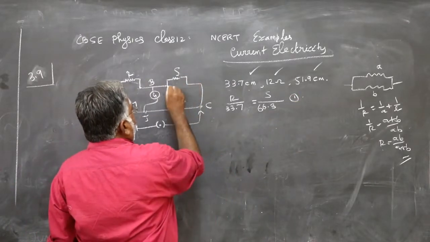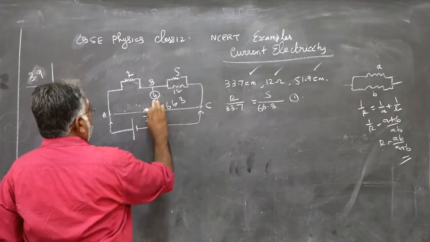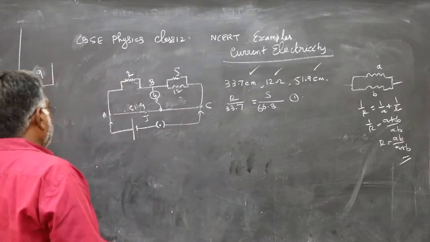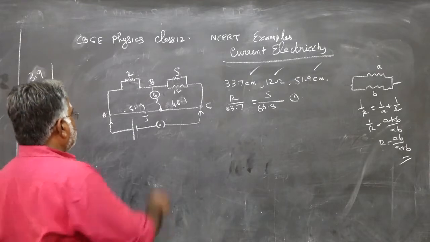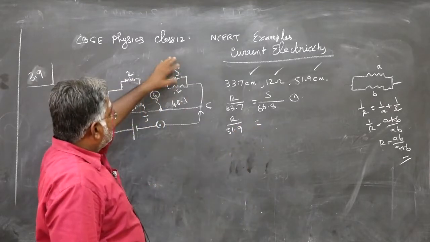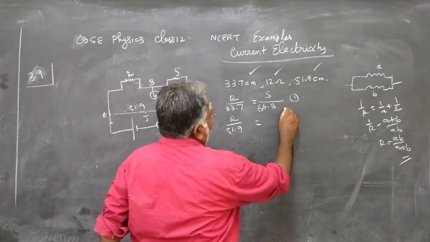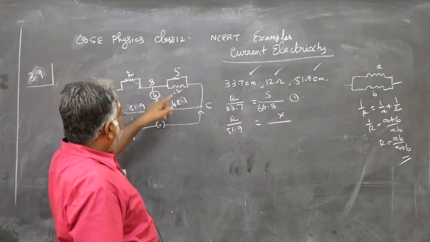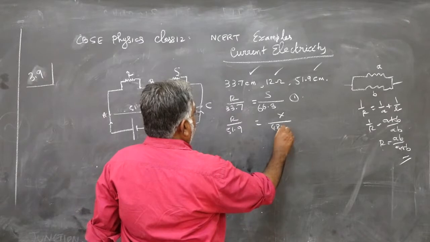Equation 2, you are connecting 12 ohm in parallel. Then it is 51.9 centimeter. This will be 48.1 centimeter. Am I right? So now R by 51.9 is equal to the right side resistance, which will be the effective resistance of S ohm and 12 ohm in parallel. For the time being, write it as X. X is the effective resistance when 12 and S are in parallel. After one or two steps we can substitute for X. This will be 48.1.